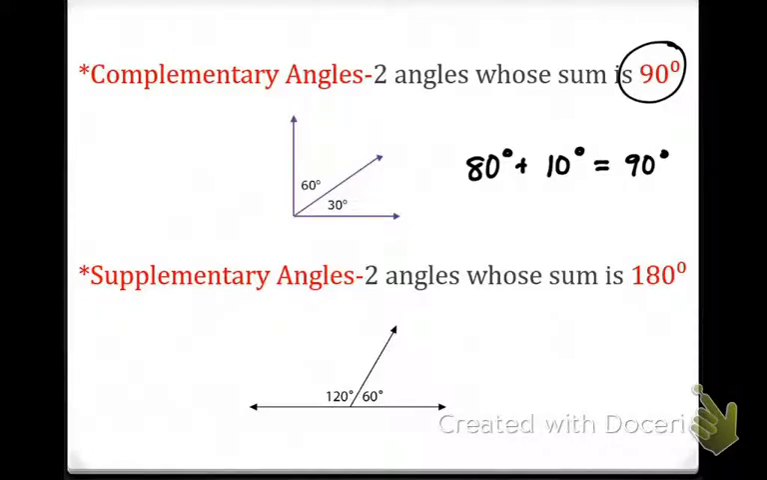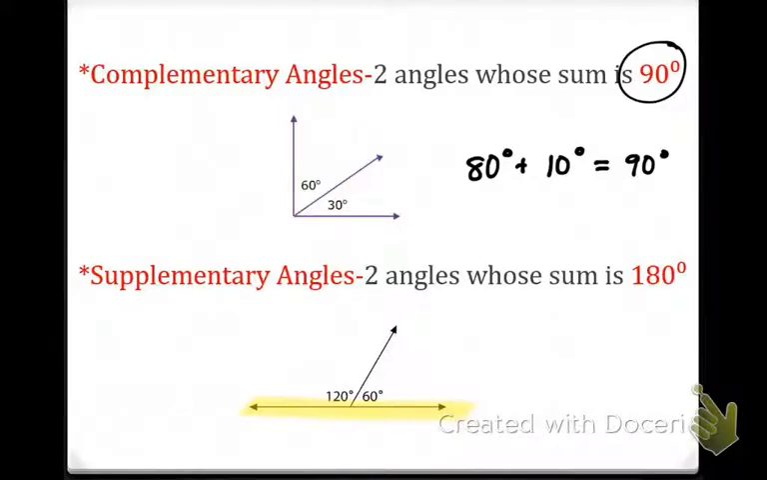Let's go on to the next one, supplementary angles. Everyone say supplementary. Supplementary. All right, supplementary angles are two angles that add up to 180 degrees. Do you guys remember a straight line? How many degrees is a straight line? Okay, so look at this. Do you see how that's a straight line? Now notice the two angles right there, 120 degrees and 60 degrees. What does that equal? 180. It equals 180 degrees, okay?